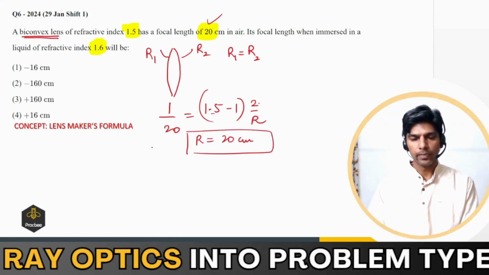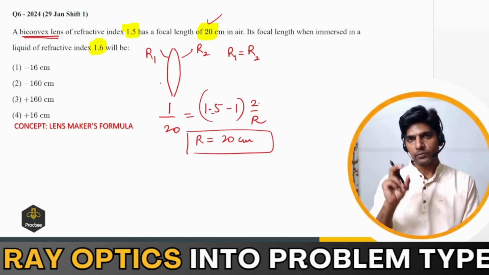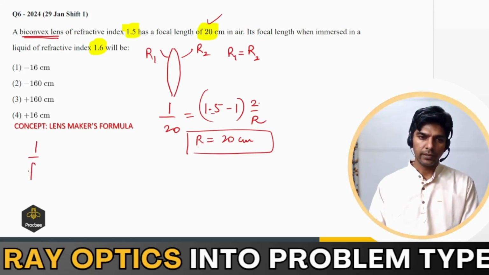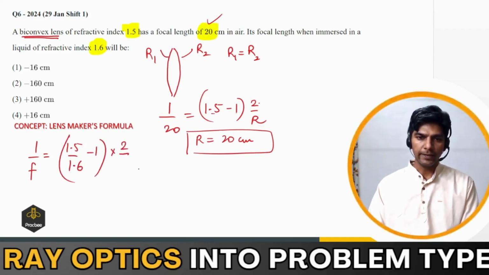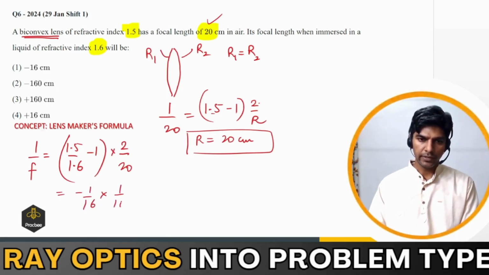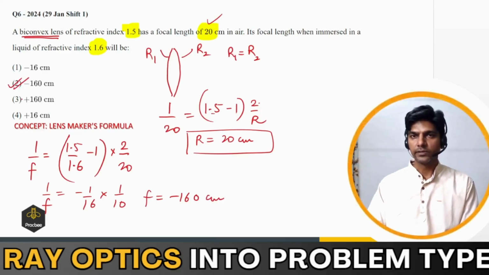So we got R. Now let us again apply lens maker's formula when the lens is immersed in liquid of refractive index 1.6. So 1 by F will be 1.5 divided by 1.6 minus 1 times 2 by R, which is 20. So this comes out to be minus 1 by 16 times 1 by 10. So 1 by F, so focal length comes out to be minus 160 centimeter. So option 2 is the right answer.